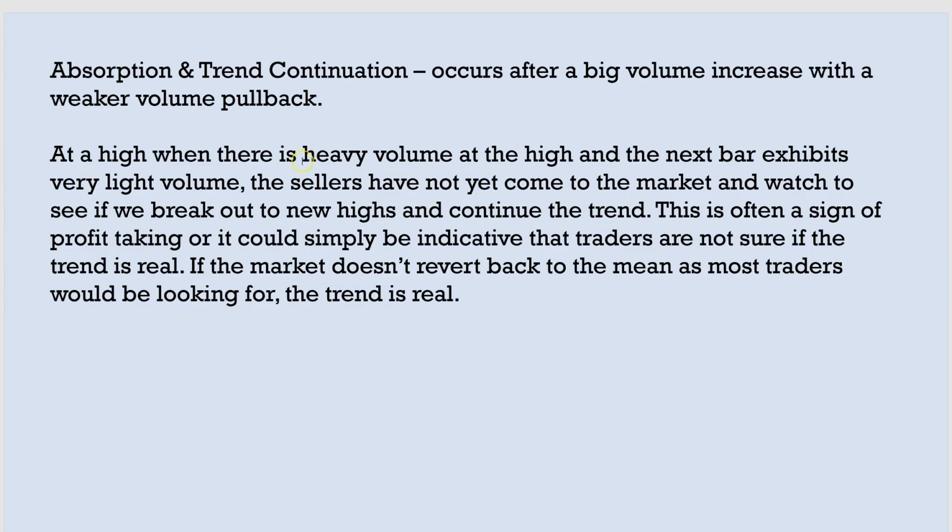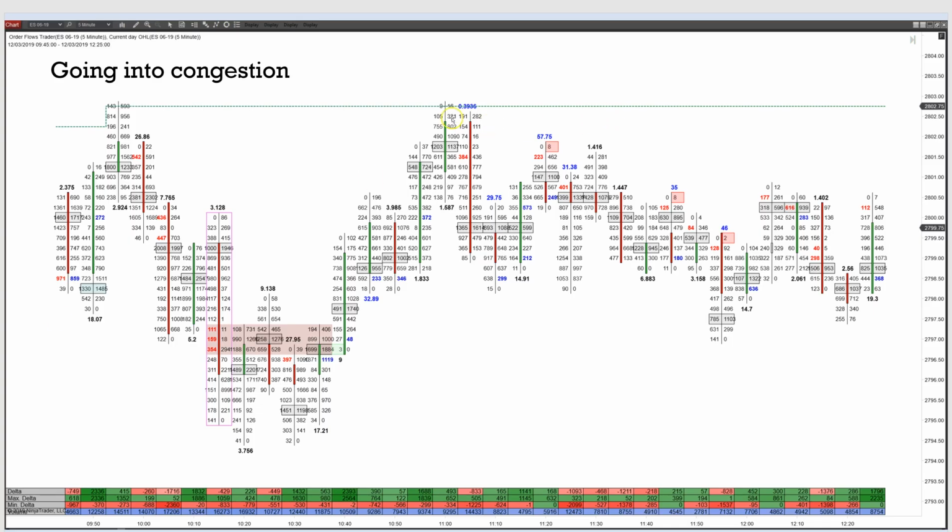So, I said, when we're at a high and there's heavy volume at the high and the next bar exhibits light volume... what you're seeing here is actually the opposite, right? You're at your high, you've got your light volume. Next bar is the heavy volume. Sellers are coming into that market. So if you've got heavy volume on the sell side, do you think the market's going higher or lower? Well, it's on the sell side. We should start going lower rather than higher.